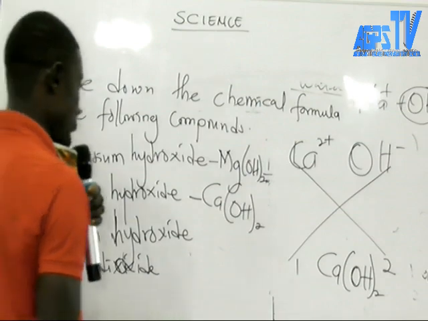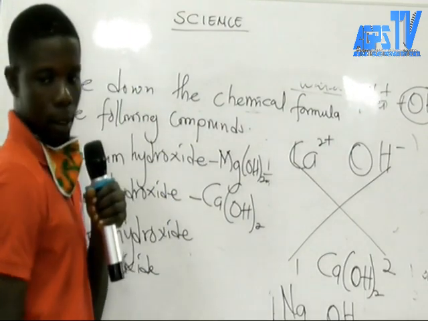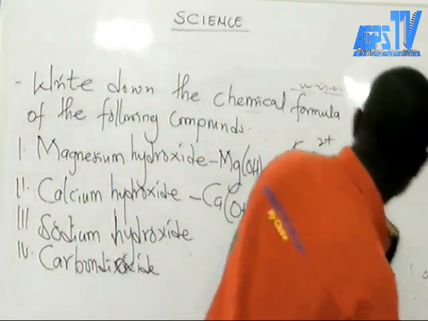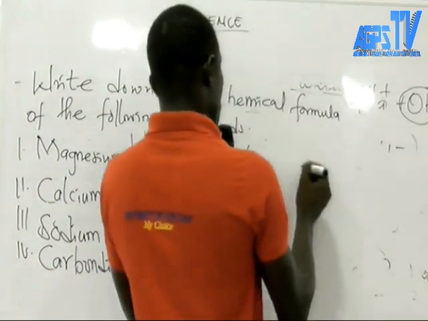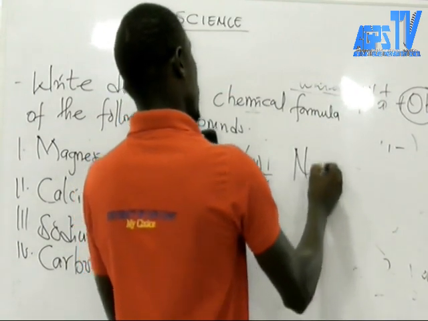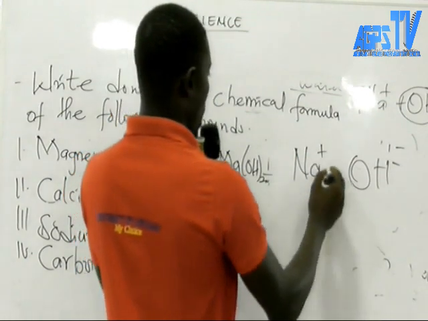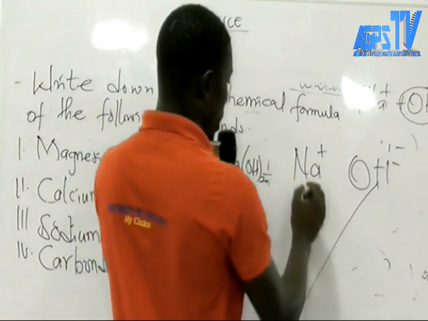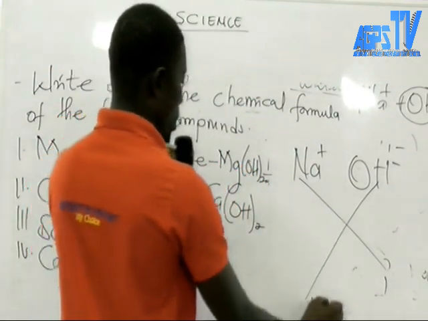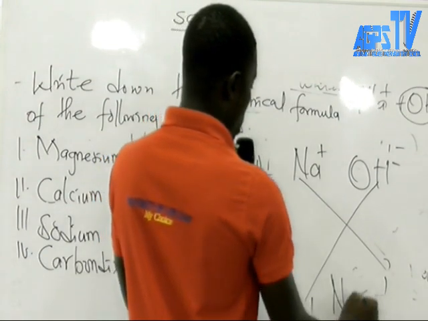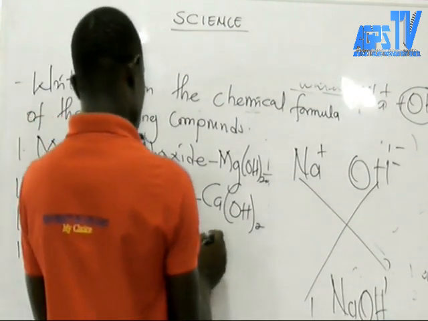Then sodium hydroxide. We have sodium here, OH here. Sodium has a valency of 1. OH too is 1, based on their charges. So here 1, 1. You divide both sides by 1, then you get the same thing. So then you write NaOH. So this one is simple.